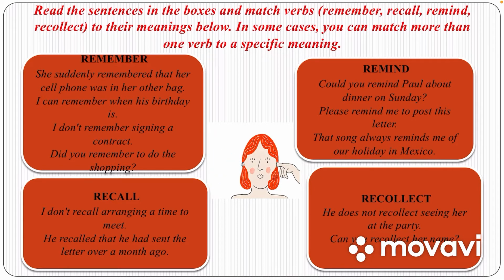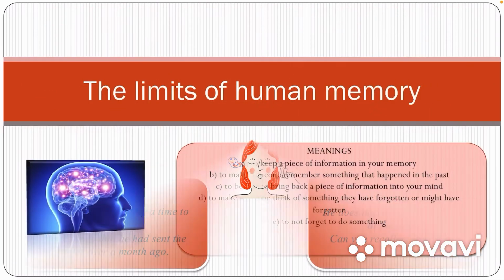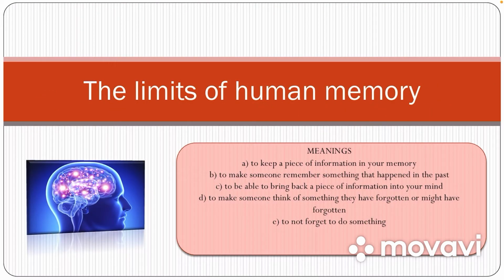Remember, for example: she suddenly remembered that her cell phone was in her other bag. And recall: I don't recall arranging a time to meet. Remind: could you remind Paul about dinner on Sunday? Recollect: he doesn't recollect seeing her at the party. Here you can see the meanings.